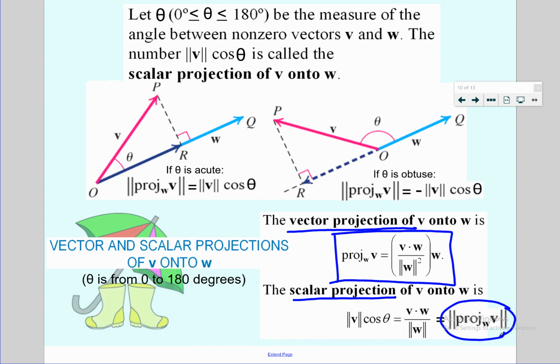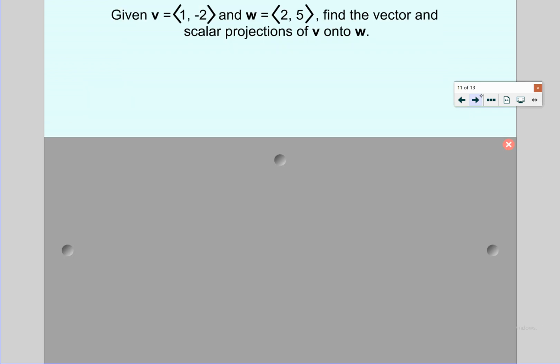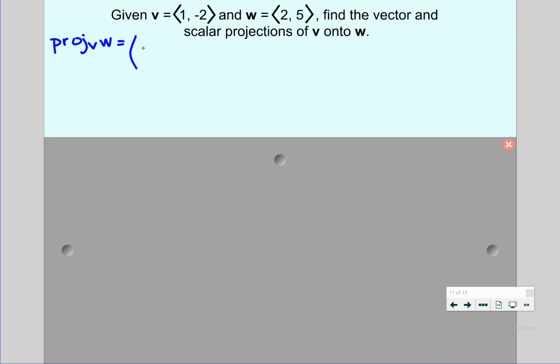Everybody got it? Okay, so let's do an example. Given vector V is 1, -2, and vector W is 2, 5, find the vector and scalar projections of V onto W. Okay, so again, the formula will look like this. It is the dot product over the magnitude of W squared times vector W. Okay, and then once we find that, that'll be the vector projection. We'll find the length of it. That'll be the scalar projection.